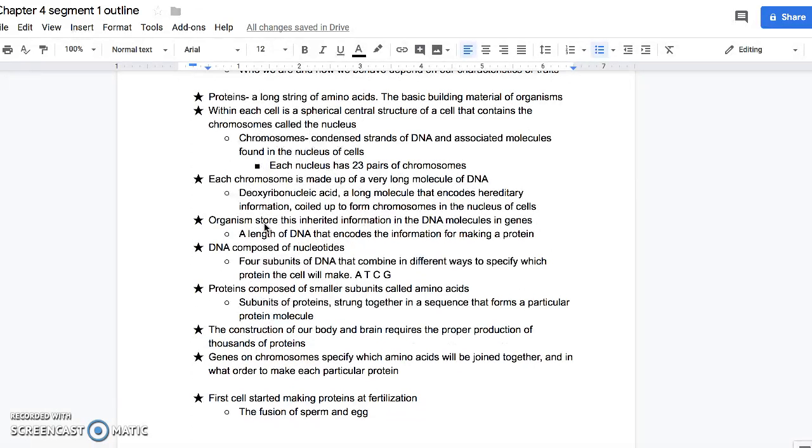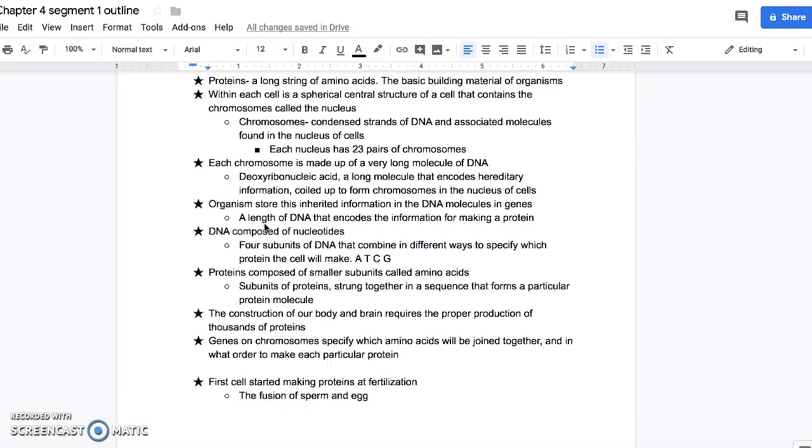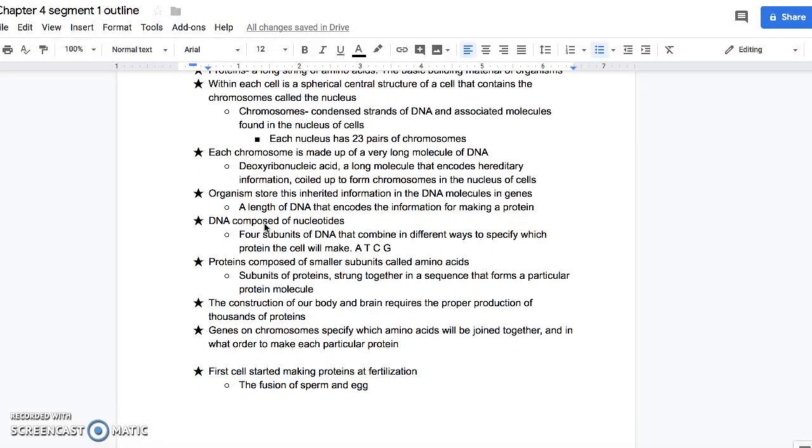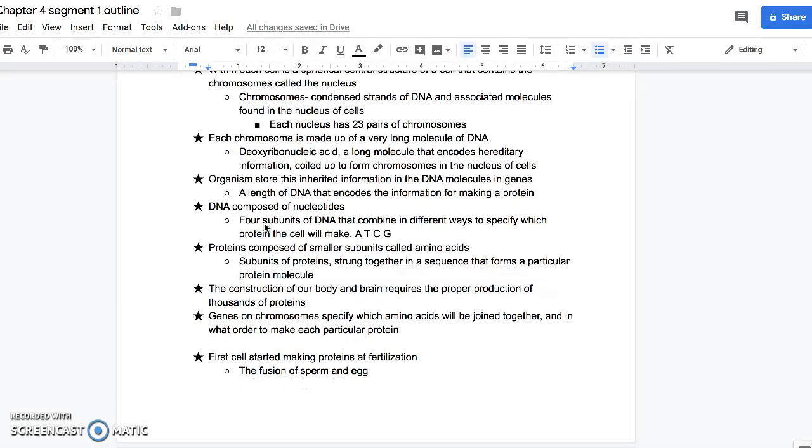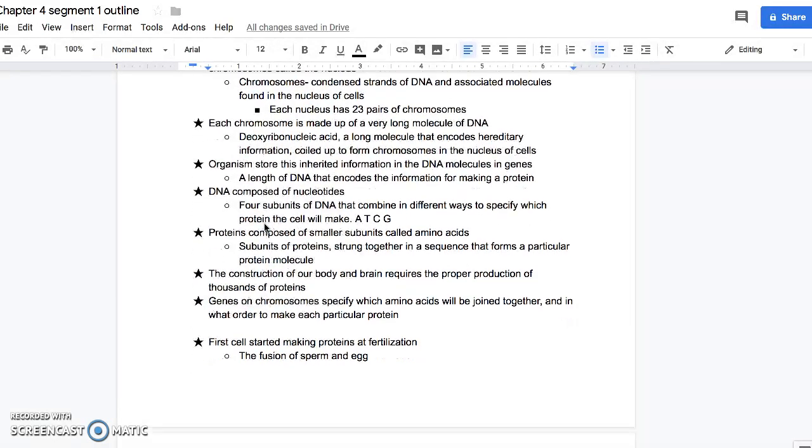Proteins. Our bodies consist of billions of cells, each made up of molecules called proteins. Proteins are long strings of amino acids, which are the basic building material of organisms. Within each cell is a spherical central structure called the nucleus, which contains the chromosomes. Chromosomes are condensed strands of DNA and associated molecules found in the nucleus of cells. And each nucleus has 23 pairs of chromosomes.